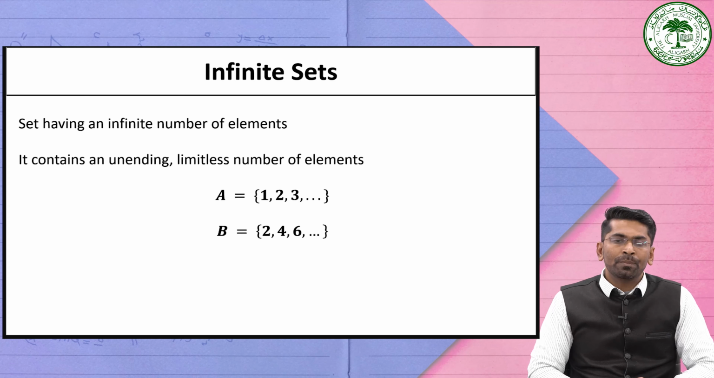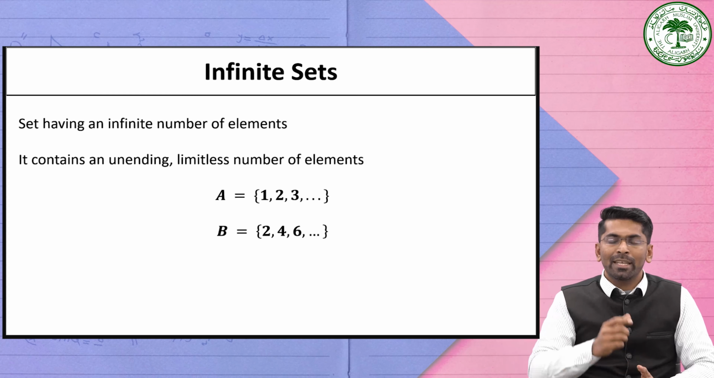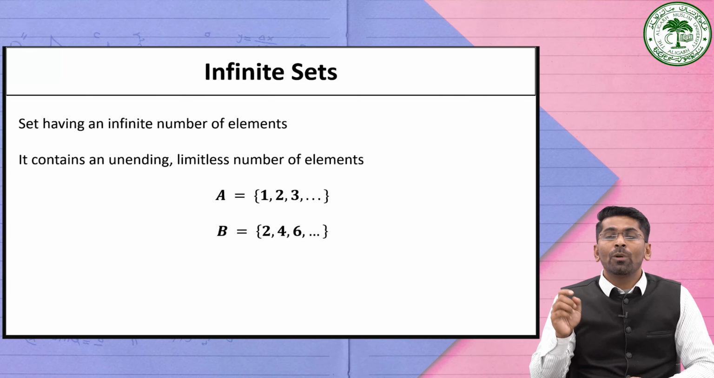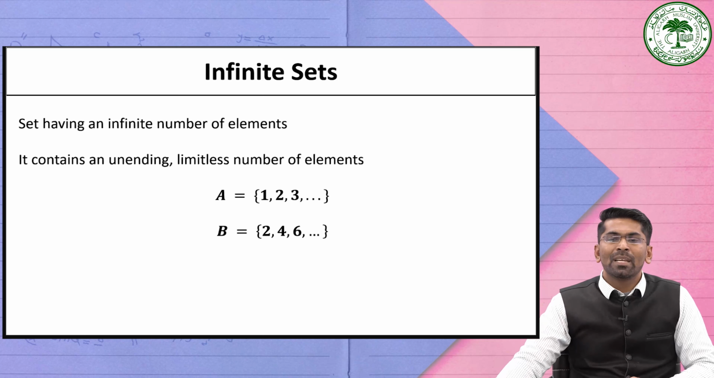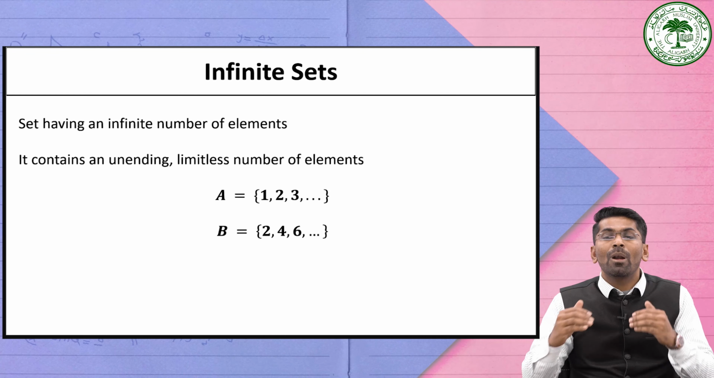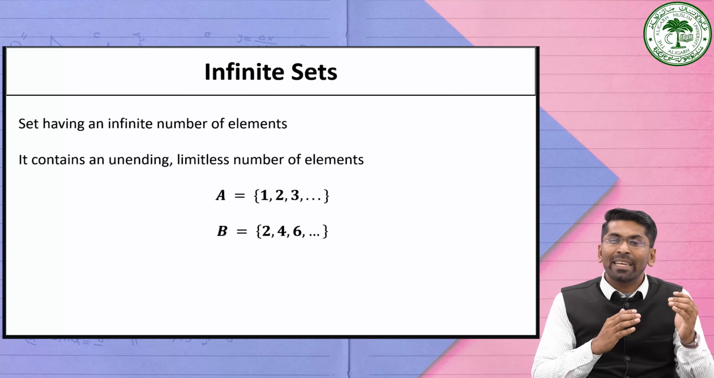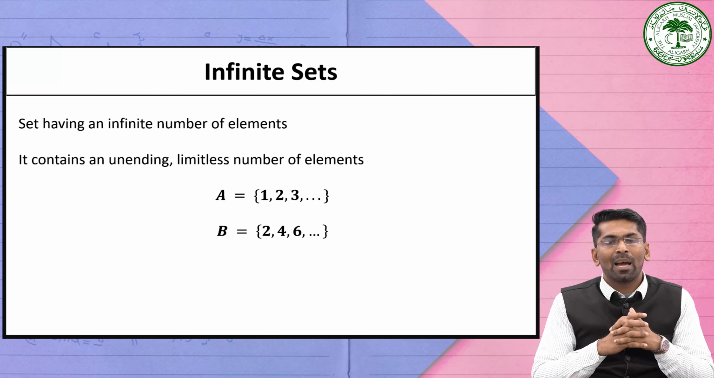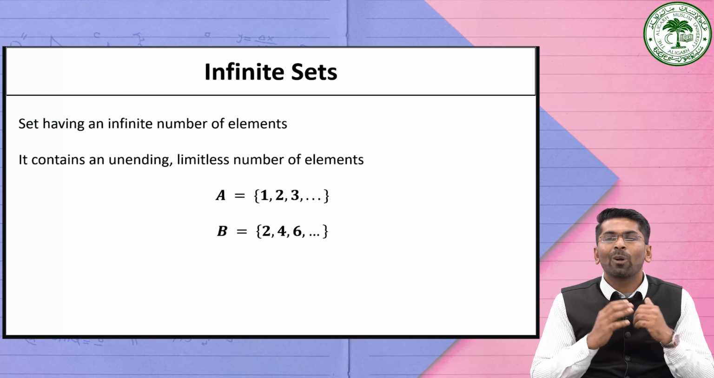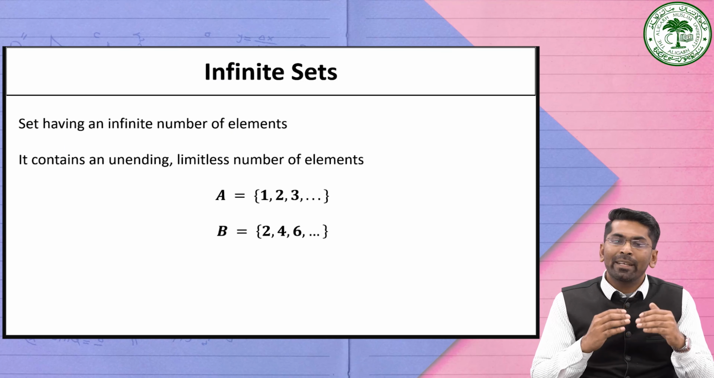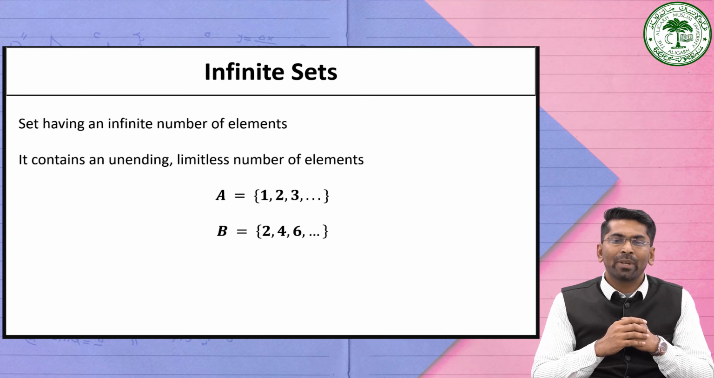Let us consider set B. Set B is equal to {2, 4, 6, ...}. Similar to the previous example, set A equal to {1, 2, 3, ...}, here also set B equal to {2, 4, 6, ...}. This set includes all positive even numbers and extends infinitely up to any number. We don't know where it ends. So it is also an example of an infinite set.